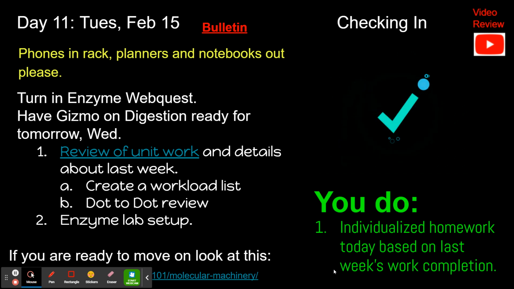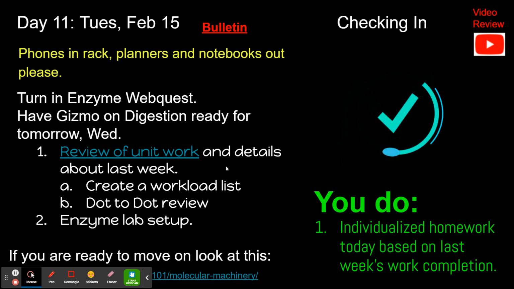We're going to call this day 11 of our unit, but last Friday we did take an end of unit assessment. However, today we discussed that because there were a lot of concerns that students were in different levels of preparation. So, with that in mind, today we started by reminding each other that we need to turn in the enzyme web quest and that you need to have that gizmo on digestion ready for pickup on Wednesday or Thursday.